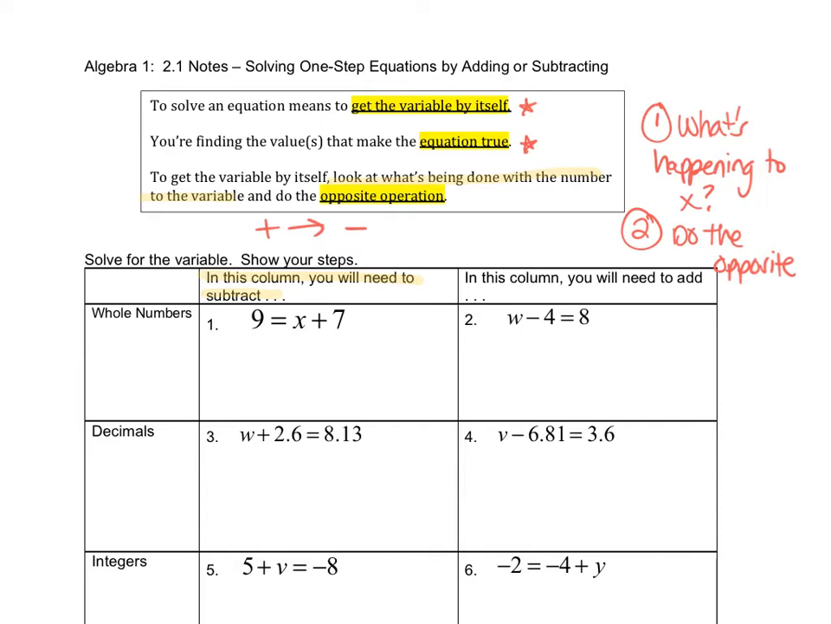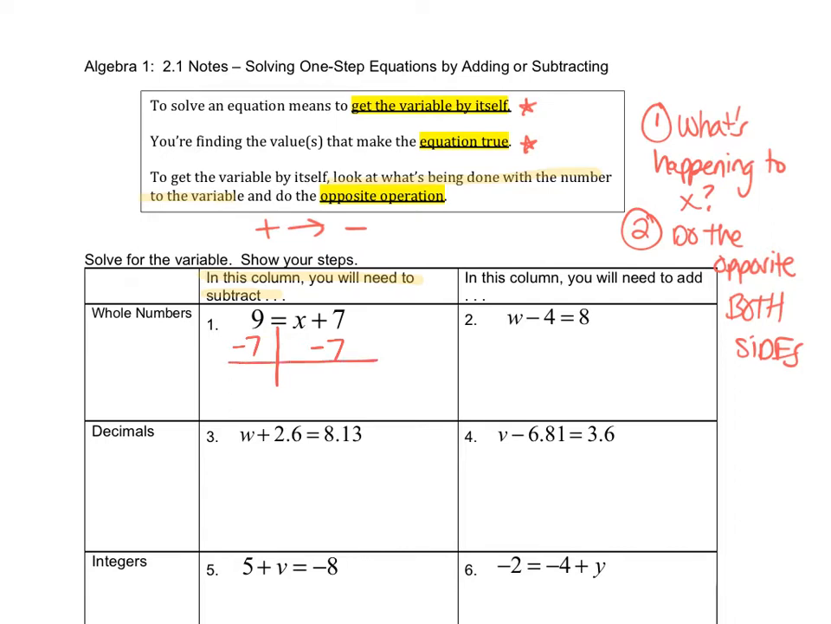So we have 9 equals x plus 7. So what's happening to x is being added by 7. So we're going to do the opposite and we're going to subtract 7 from both sides. And that's going to be part of our rules to remember when we're solving one-step equations. You're always going to do it to both sides of the equation. So if you want to set yourself up by putting a line down the center of your equation, down where the equal sign is, then that will help you out.